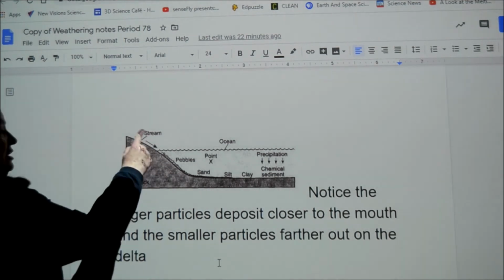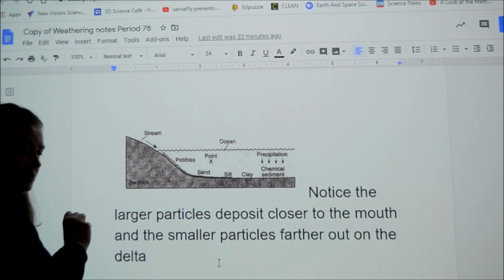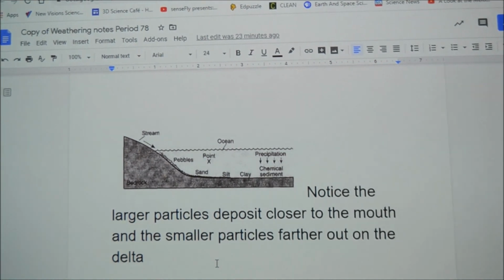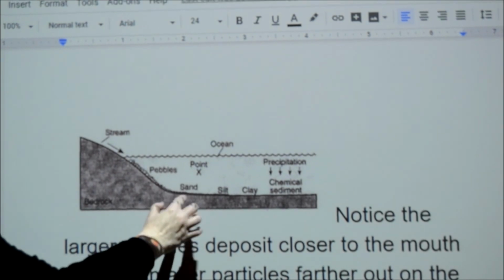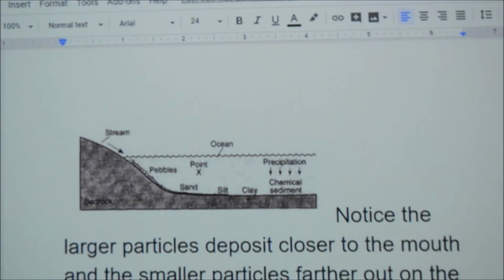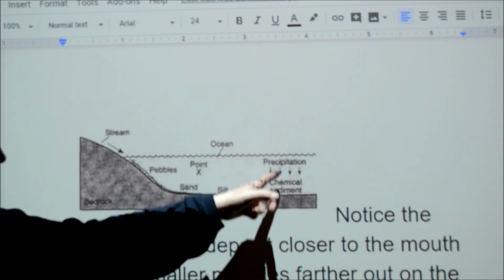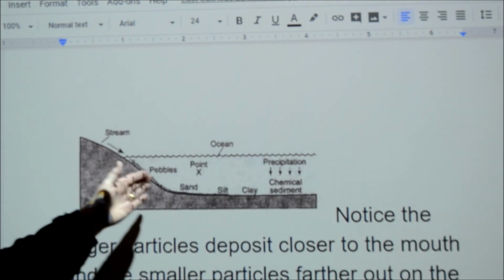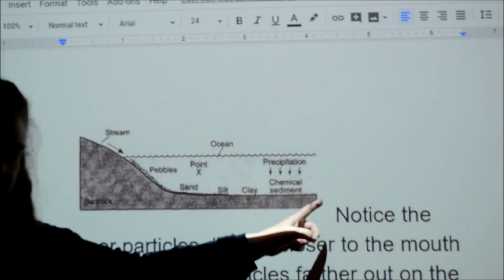So if I look here, here's the mouth of my stream flowing into my water. Pebbles are larger. If you can't remember that, you have a reference table, page 6. My pebbles are larger, so they're going to deposit first. Sand, silt, clay. Now, there's a thing called colloids. Colloids are permanently suspended unless you start playing with the concentration. Then they'll settle out. That's how we're going to get our limestone. That's going to precipitate further out. So this one is all organized by size. You could do the same thing with round versus flat, or most dense first to least dense.